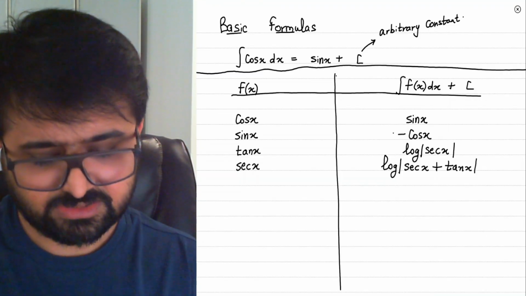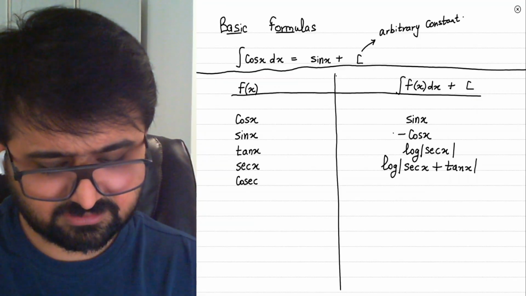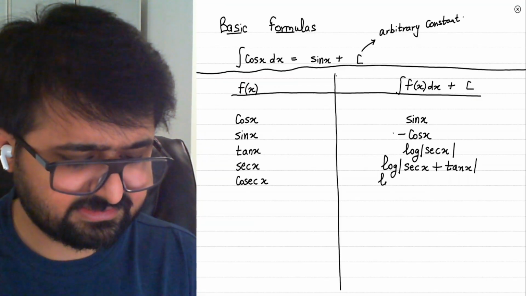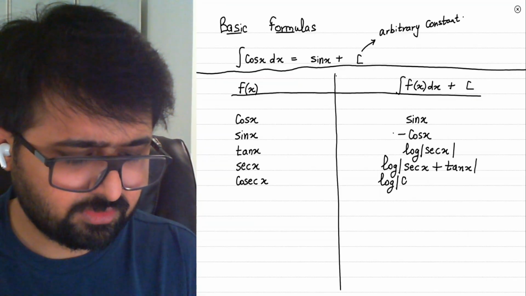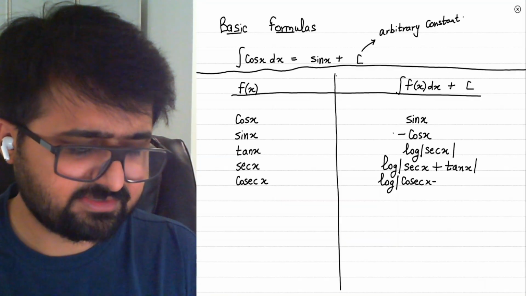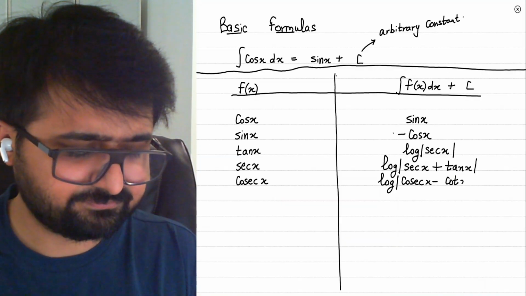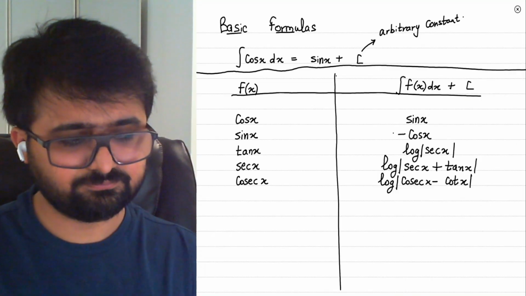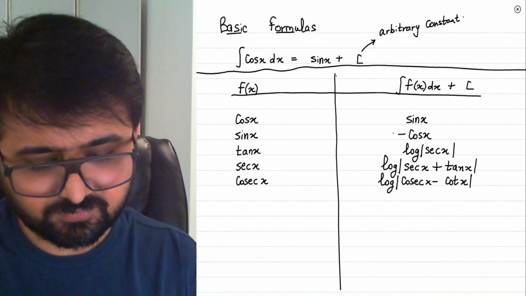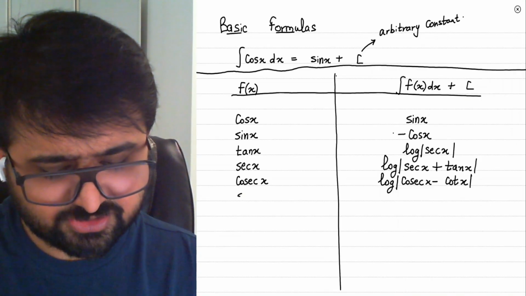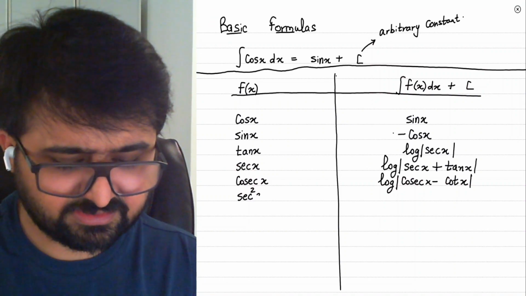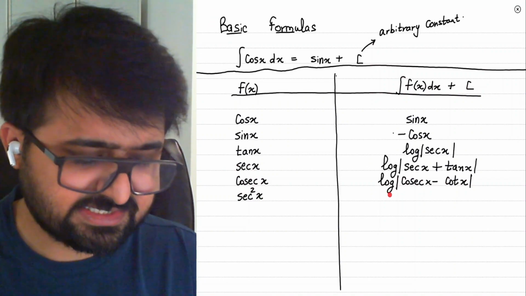All right, now let's look at cosec x. The integral of cosec x is log mod cosec x minus cot x. Now the integration of sec square x is tan x.